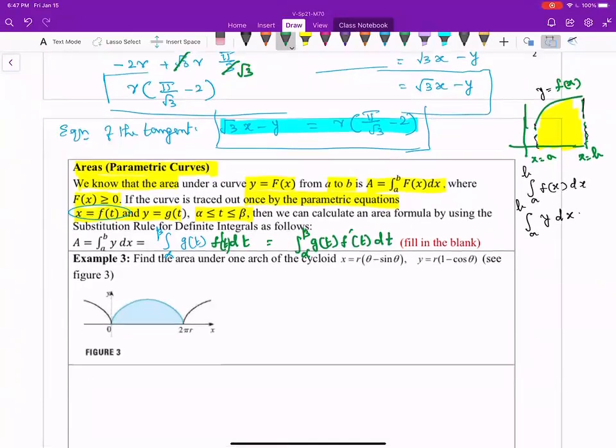So the area formula in parametric form takes this representation. In order to remember this, even if you only remember the integral from a to b of y dx, you can always convert that to parametric.